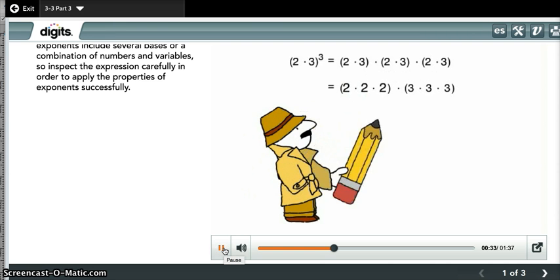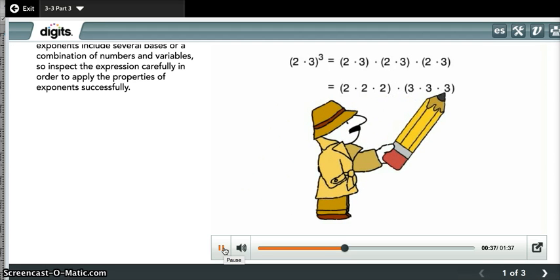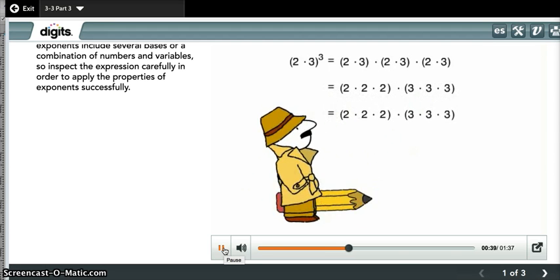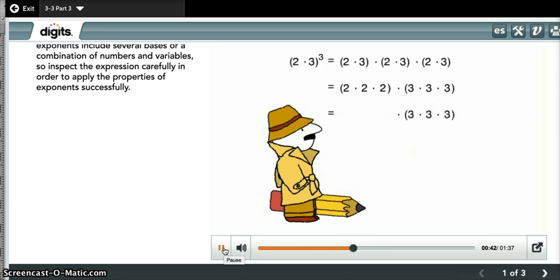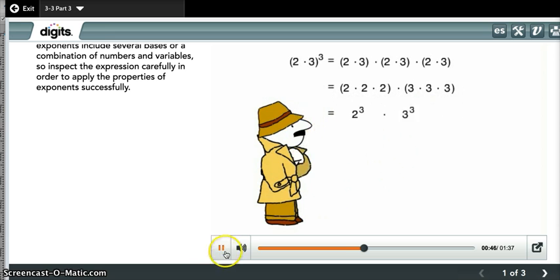There are 3 2's and 3 3's. That's the same number as the exponent. Okay, so let's take a look what they did. They rewrote 2 times 2 times 2 as 2 to the third times 3 times 3 times 3, which is the same as 3 to the third. And they're noticing, hey, that's the same exponent that was on the outside of my parentheses.